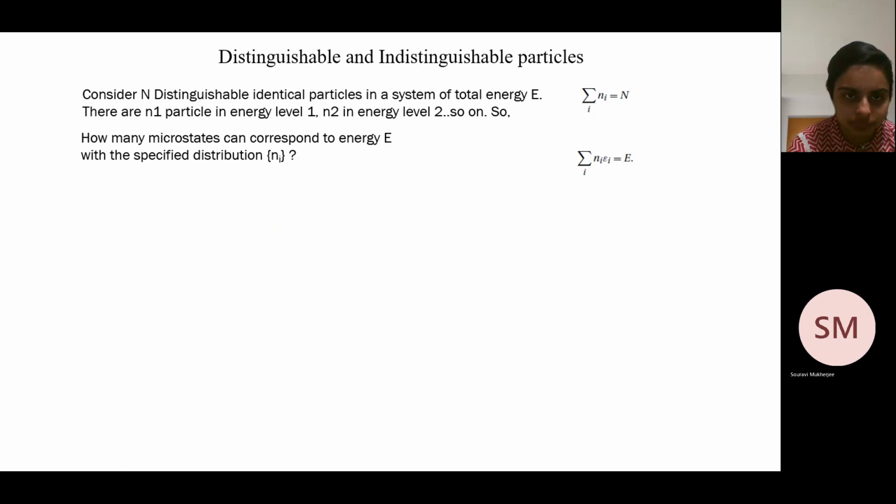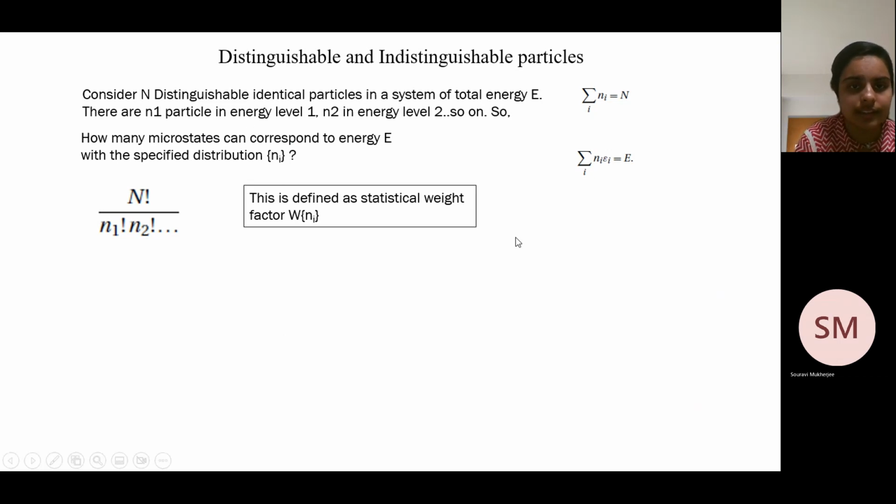So how do you do that? This is a normal probability or permutation concept: if you have N particles in total, and you are grouping them into groups of n1 particles, n2 particles, and so on, this will give you the number of microstates. So N factorial divided by the product of n_i factorial, right? This is called the statistical weight factor, and it will be denoted as W({n_i}).